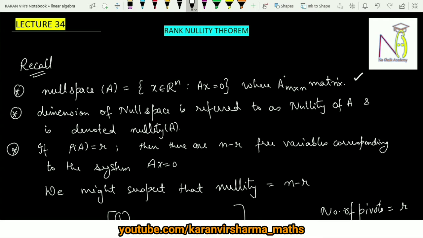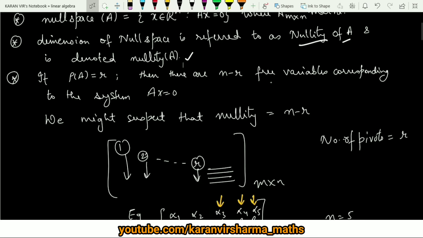Fine. And the dimension of the null space is also referred to as the nullity of A, and it is generally denoted as nullity of A. One more important fact: if the rank of A is R, then there are n minus R free variables corresponding to the system. And we might suspect that this n minus R is nothing but the nullity. And that is what we will be proving in this lecture, that whatever we have suspected was right.